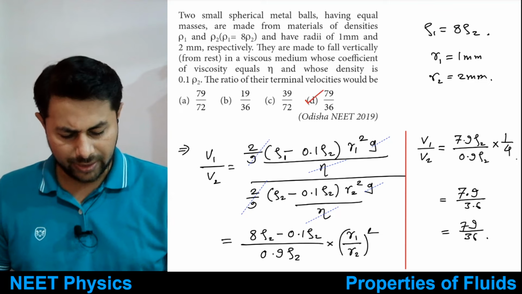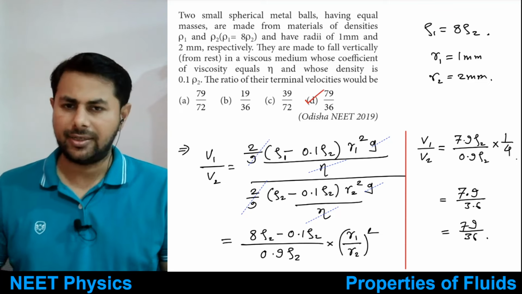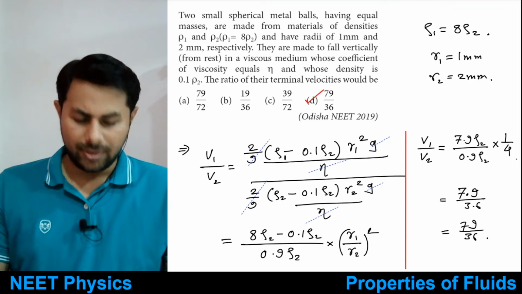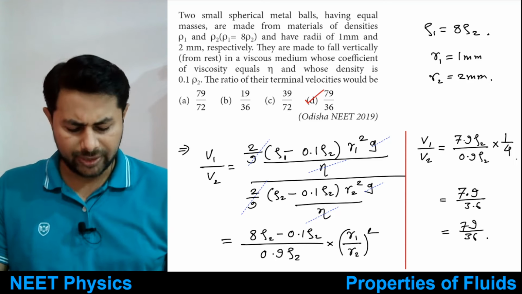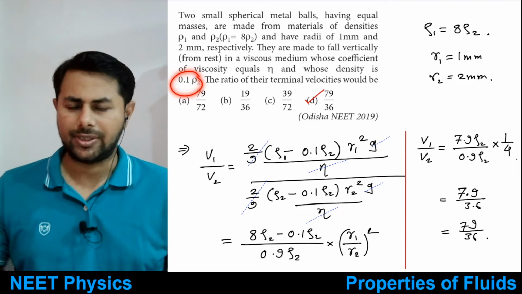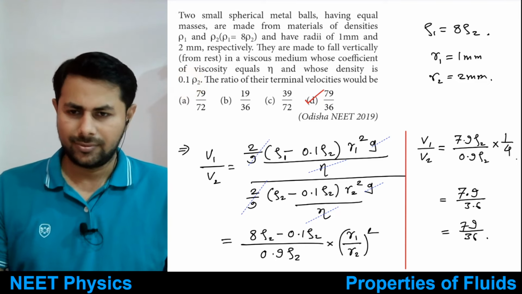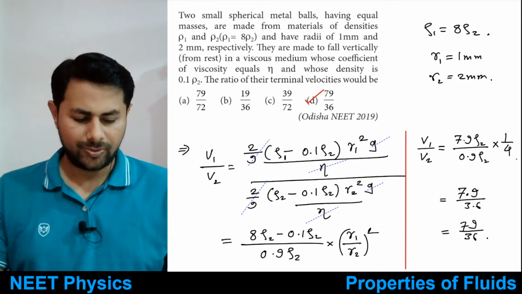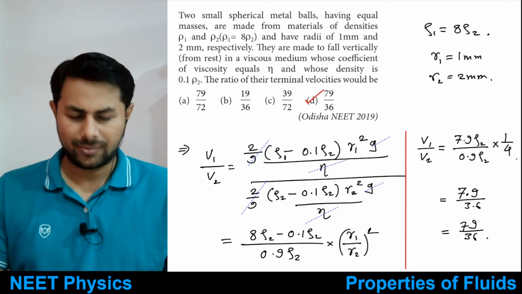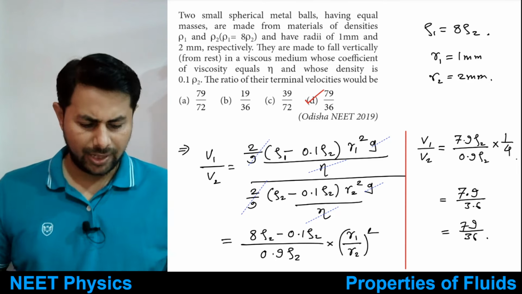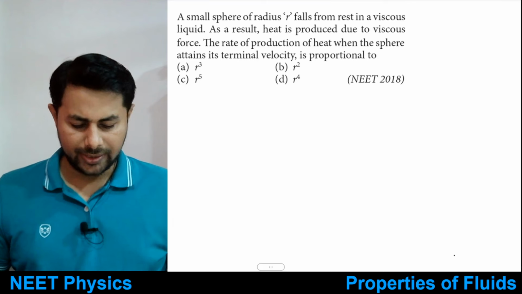So there is nothing tricky in this question, no? 79 divided by 36. The question is very simple, right? This is just a comparison and they have given some values, so it is just calculation. Is this one clear? This is from NEET 2019. Right, good. Let's see the next one.